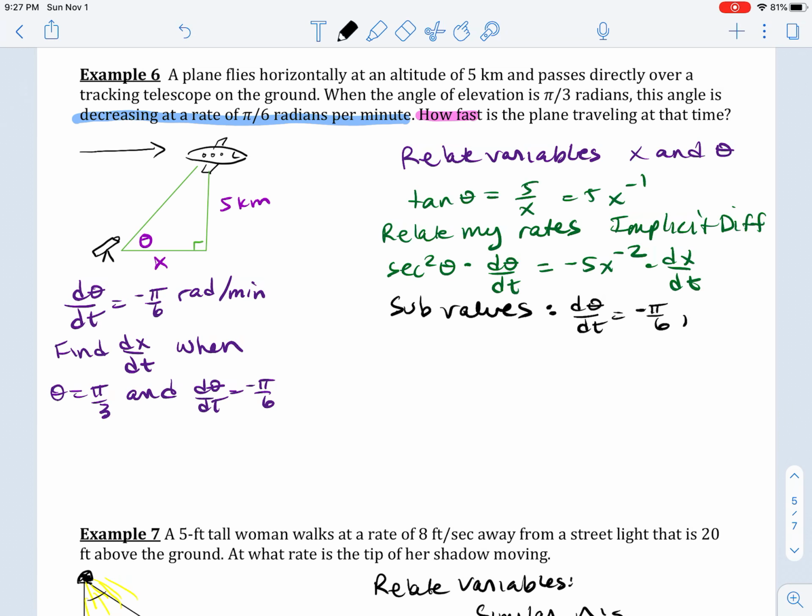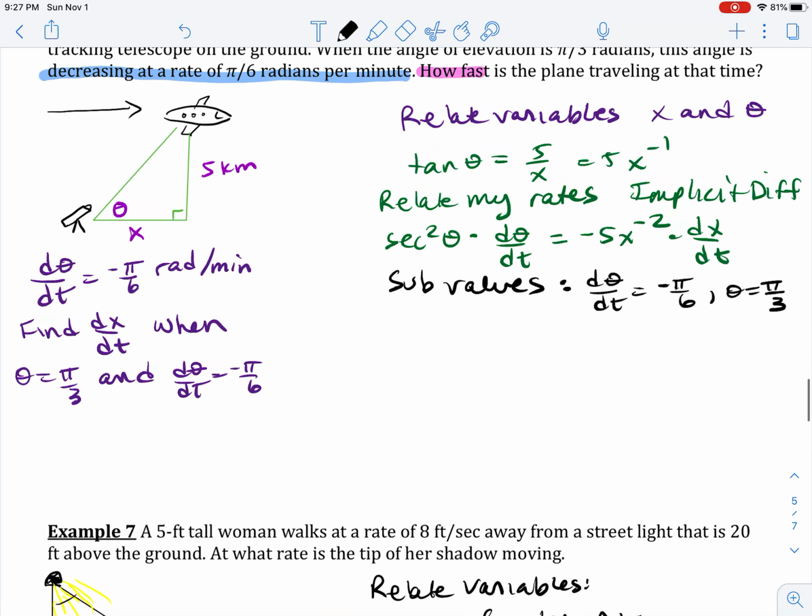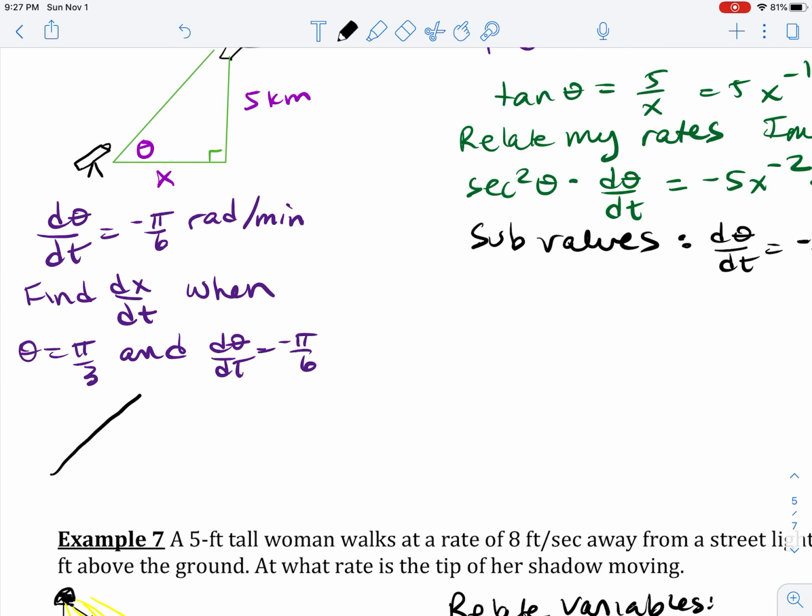And what are the values that I have? I have dθ/dt equal to minus π over 6, and I have that θ is equal to π over 3, but I don't have the value of x. And so I want to find that value of x. And how do I find that value of x?